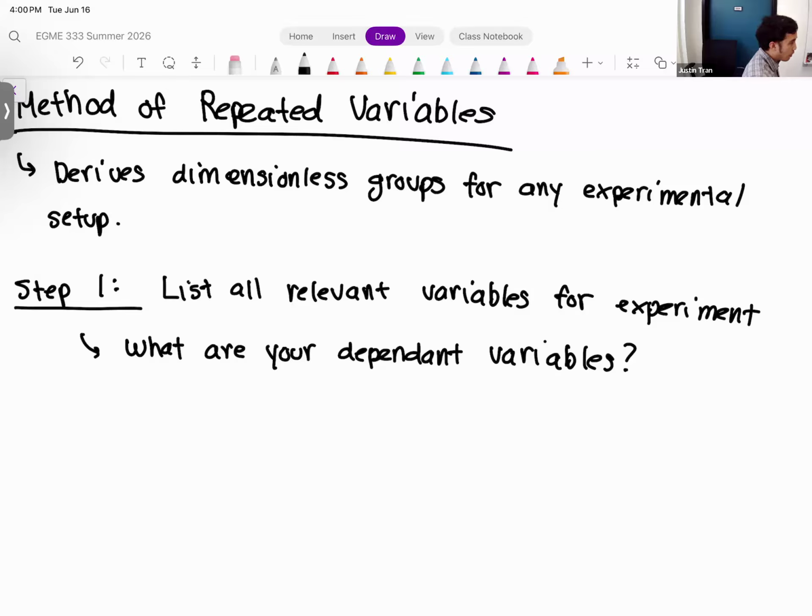So that would be your pressure drop in your pipe, or the lift force on the airflow. Those of course are going to be relevant, and that's one that you have to keep track of. Sometimes you may have more than one. Sometimes you may want to obtain multiple variables or answer multiple questions from an experiment. So just make sure you list all of them.